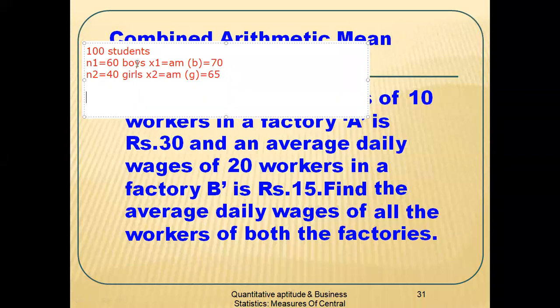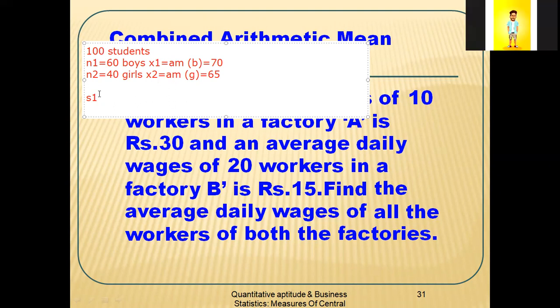Very simple. Multiply n1 with x1 bar. What is the product you get? That is step 1, the product of n1 with x1 bar. In a similar way, take the product of n2 with x2 bar. What is the product you get? 60 multiplied by 70. How much is that? That is 4,200.